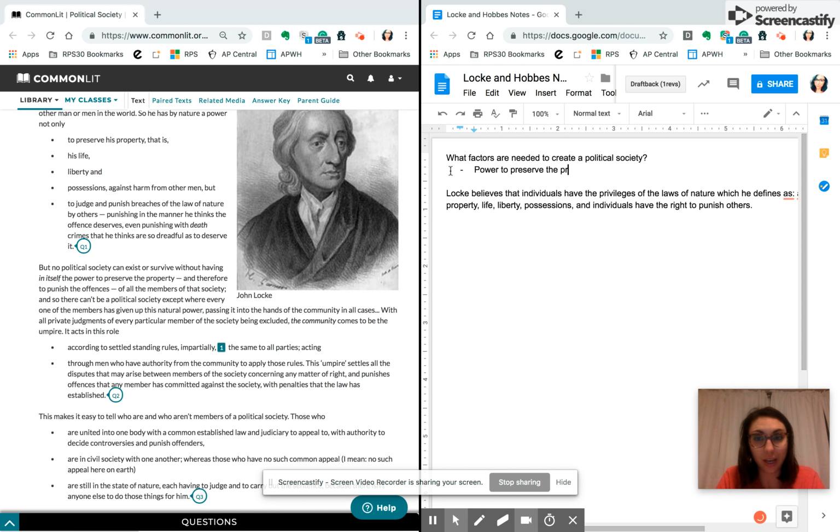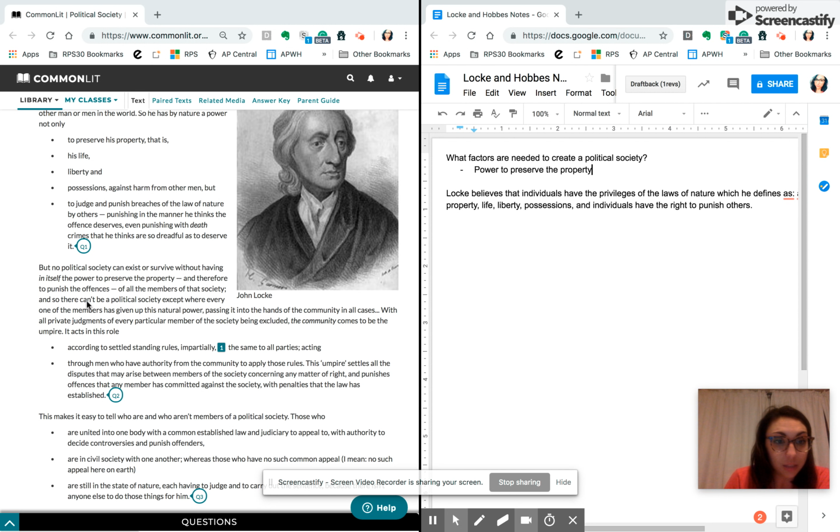So basically, what I'm assuming is going to happen is it's saying that the individual has to give that right, what he calls the nature of power, or the laws of nature, I guess, that he has that right to punish people and then protect their property. And he's saying you have to give that right to the government or to the political society, and therefore to punish the offenses of all the members of that society.